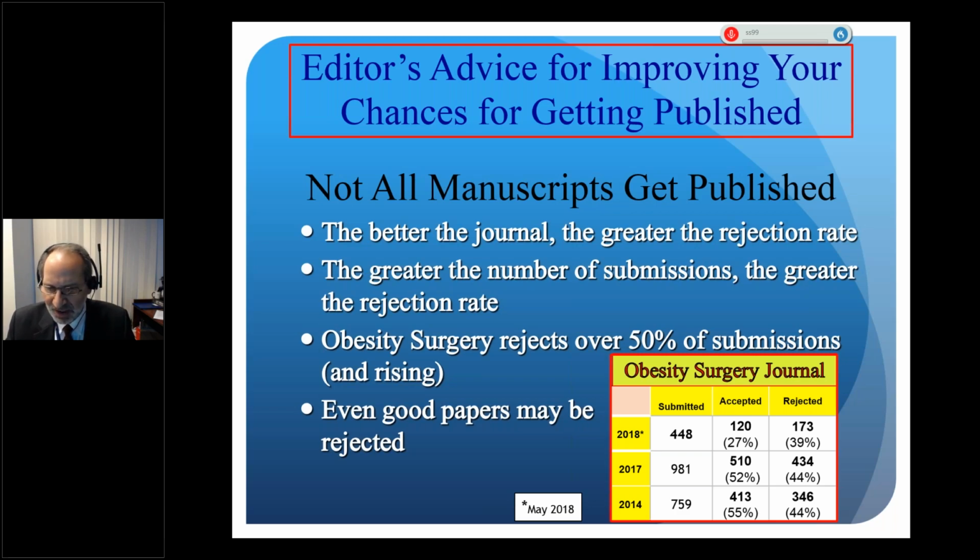Well, Obesity Surgery has been improving on a yearly basis, and I want to focus you on 2017 because it's the last year of full data. And as you can see, we had almost 1,000 submissions, and we ended up accepting 52%, and that's quite good, except if one of your papers happens to be in the 48% that got rejected. If you look at 2018, we don't have complete data yet, but we're projecting to be way over 1,000 submissions. And what that will mean is that we can become even more selective, getting even better papers, which is good for the journal as far as its impact factor and its reputation.